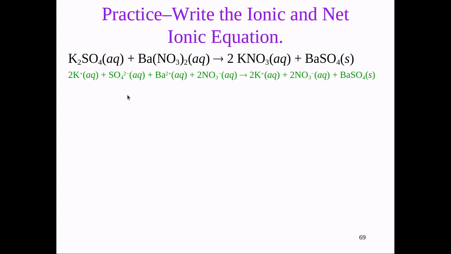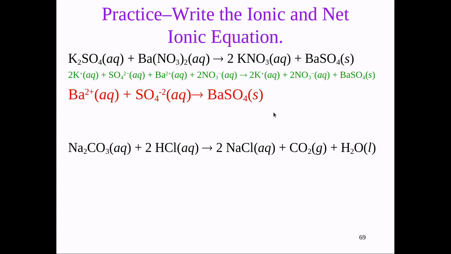Next, we'll need to identify the ions that appear on both sides. We have our potassium and our potassium. We have a nitrate and a nitrate. These guys combine together to make barium sulfate. So we'll remove those, and we get our net ionic equation. Let's try one more. We have sodium carbonate and HCl. That's going to make sodium chloride, carbon dioxide, and liquid water.